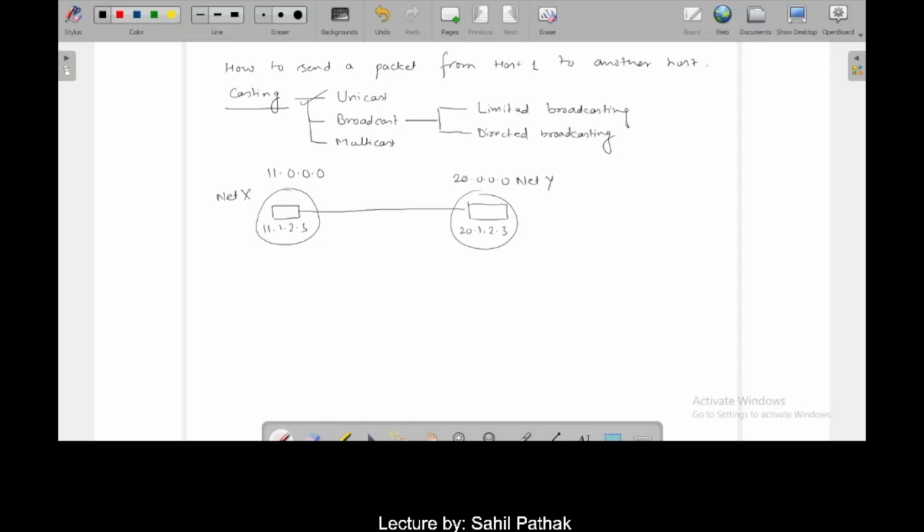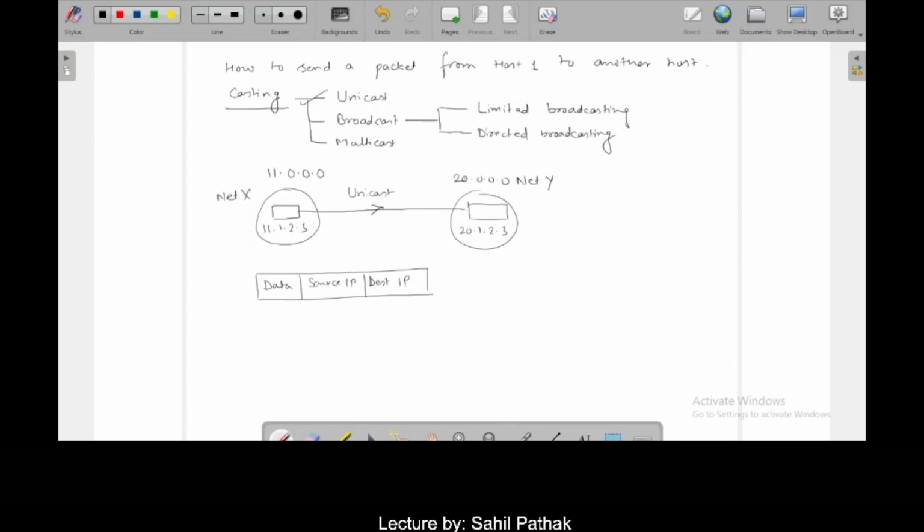So this is what the unicasting is, where in the unicast we have the data, and over it we have the source IP address and the destination IP address. So this method is known as unicast. That means from a single source to a single destination. This is what unicast means.